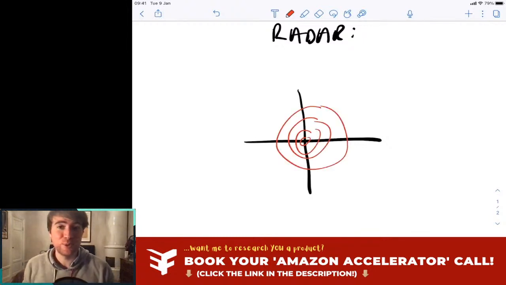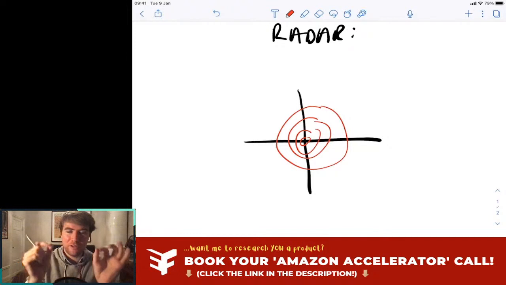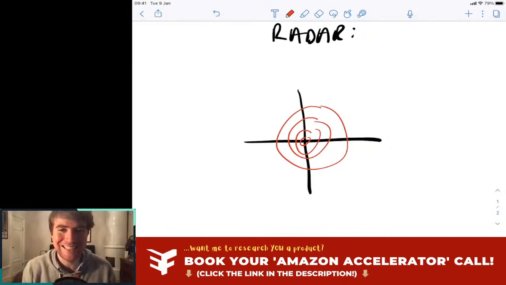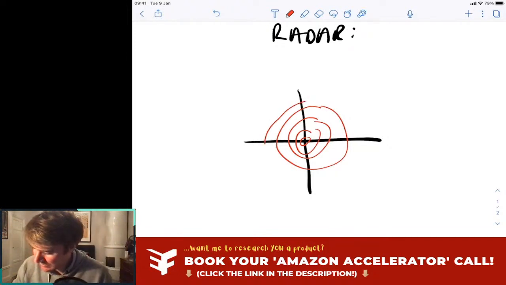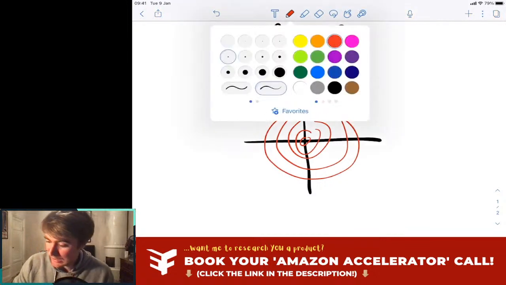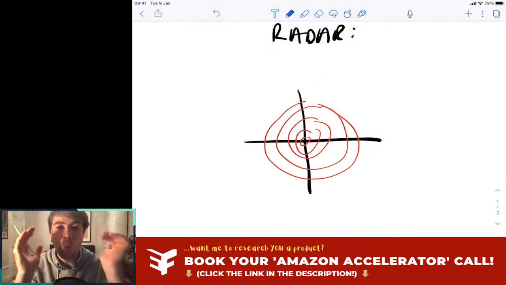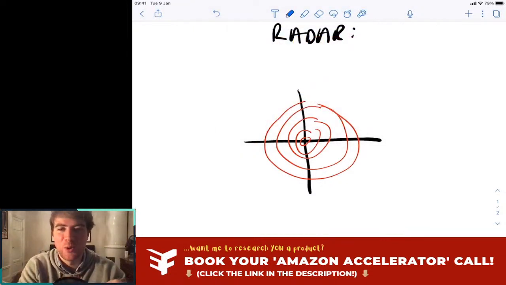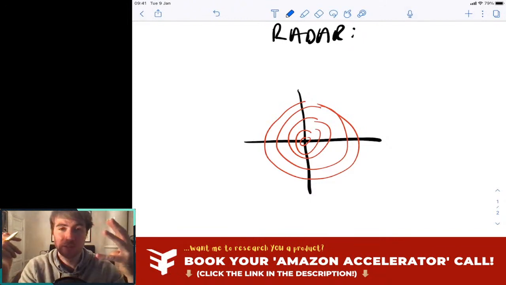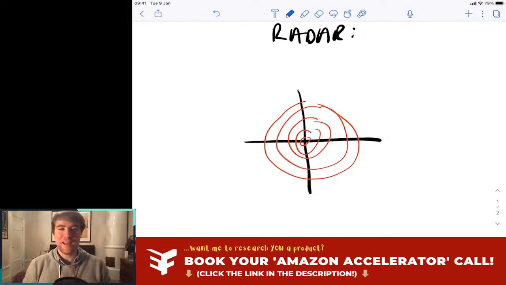What does a radar do? Well, it points out where the enemies are or where other things are, right? So a locator device. The Smash Hit Product Radar does exactly that. It shows you where the smash hit products are on Amazon. There are four elements to this radar, and if you get these elements, then you can find hot products.